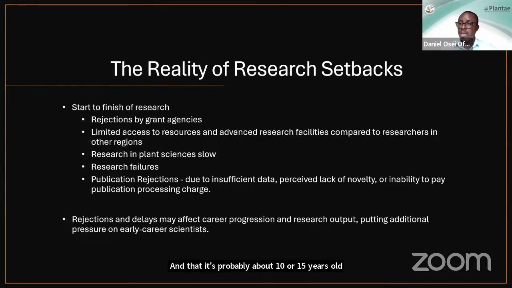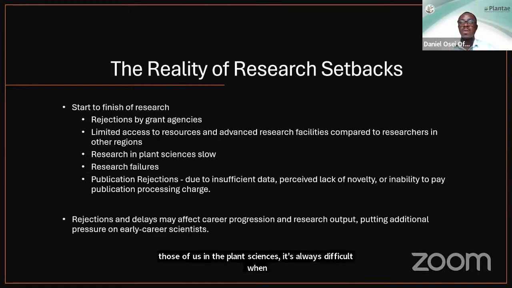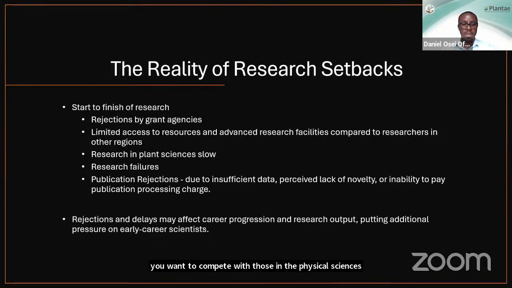And then in the institution I find myself, we have a lot of different scientists. For those of us in the plant sciences, it's always difficult when you want to compete with those in the physical sciences, because it takes a long time for us to come up with findings from our research. So within 3, 4, or 5 years, sometimes when you are on one particular area, your colleagues in the other fields are doing, or seemingly doing, well.